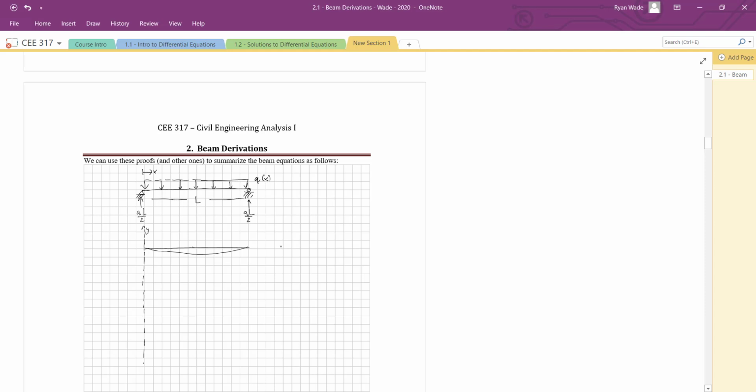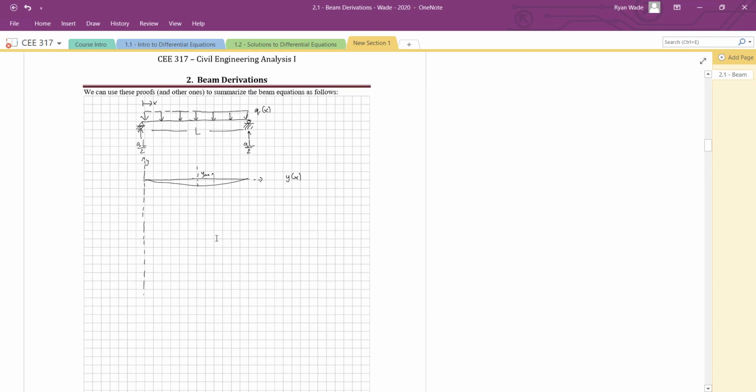So this axis is Y, this is the x-axis, and that's the deformation diagram. So at L over 2, this would be Y max, et cetera. And this is the kind of thing you'll see in the beam tables.